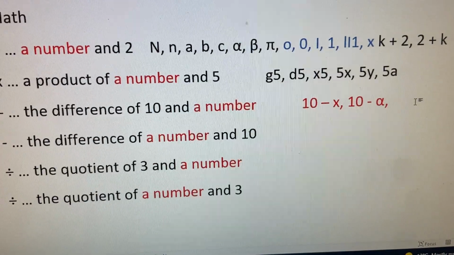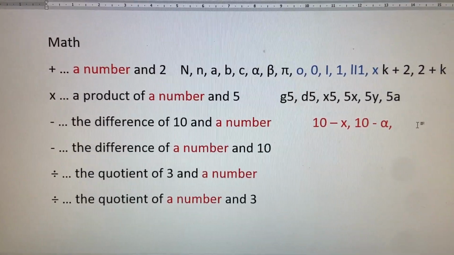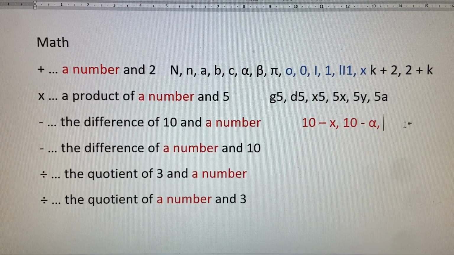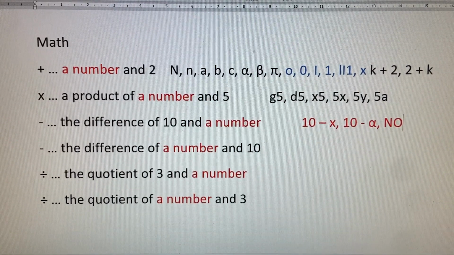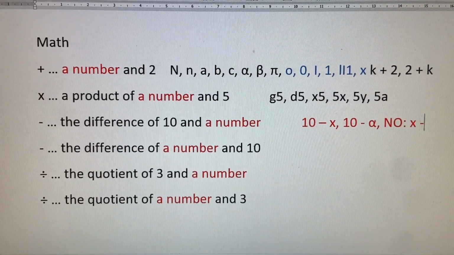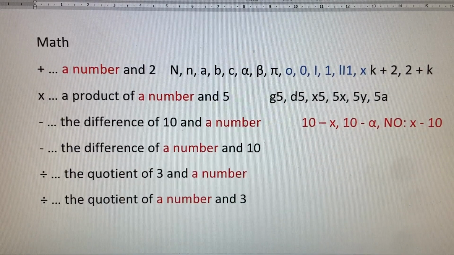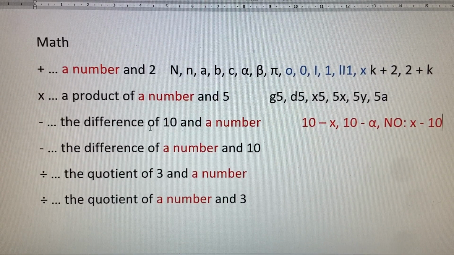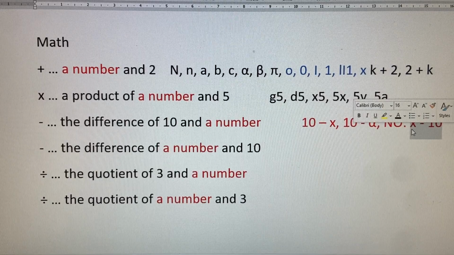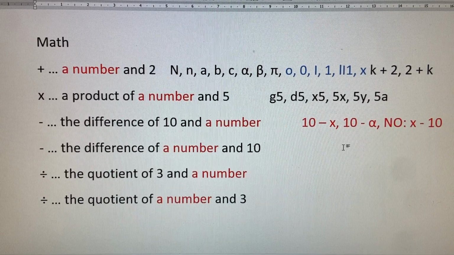Full marks, either which way. However, what is going to be unacceptable, so no, x minus 10. So if you read it from left to right, that's how you write it into an algebraic expression. Do not write it from right to left because it just means different things.